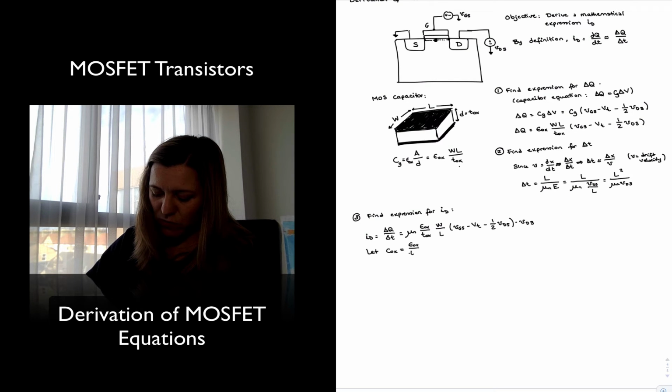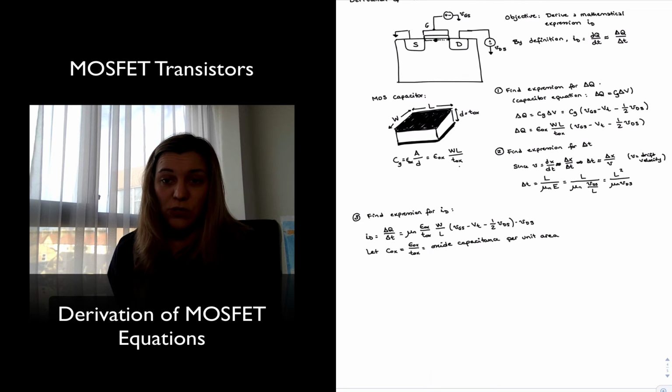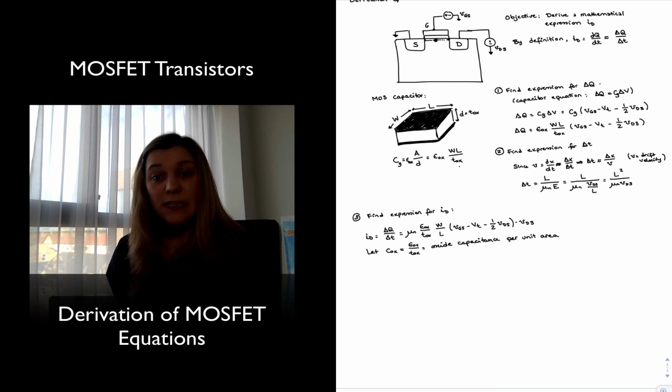It's the ratio of epsilon oxide to T oxide. And again, that's the oxide capacitance per unit area. And obviously, that times the area will give me the oxide capacitance. We can also see that epsilon oxide and T oxide are going to be constants for a given transistor. So are going to be mu sub n, and for a given transistor as well, width over length. But width over length, we like to consider it separate.